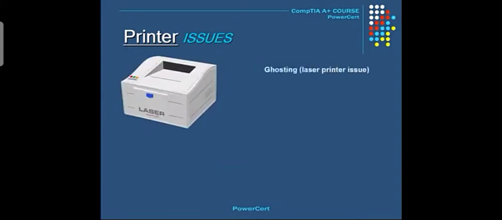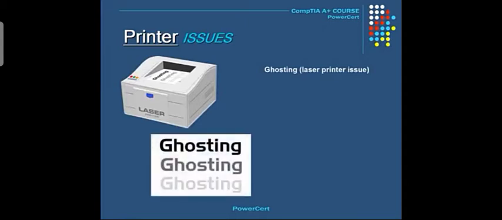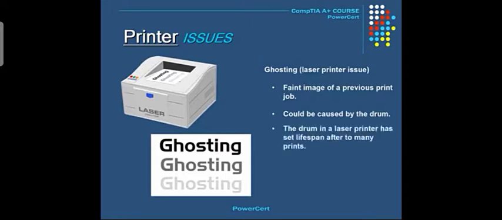Now, ghosting is another problem that can happen with laser printers. Ghosting is when you see a faint image of a page that you previously printed and you see the same image on a newly printed page. This is usually caused by the drum or the fuser. The drum on the laser printer has a lifespan after so many prints, and then you have to replace it. So you can try replacing the drum, but if you still see the same problem after you replace the drum, then the problem could be the fuser. So then the fuser would have to be replaced.